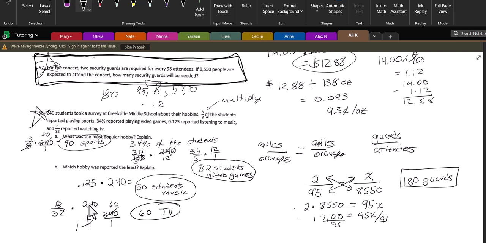So what was the most popular hobby? The most popular hobby is sports, with 90 students. Which hobby was reported the least? That would be music, with 30 students. Now, here I was lecturing you at the beginning about being neat, and I was not at all neat, so when you write this up, it needs to be neater.